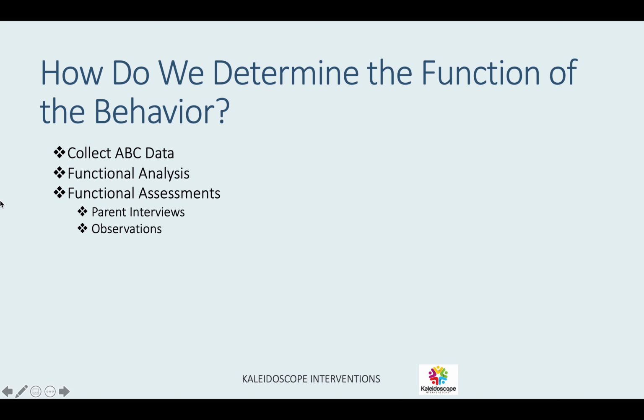All right, so how do we determine the function of the behavior? There are many different ways that we can do this. We're going to talk about 3 of them today. The first one is to collect ABC data. ABC data collection consists of tracking what occurs directly before the behavior, which is your antecedent, the targeted behavior, which is your B, and then what happens directly after that targeted behavior happens, which is your C, that consequence.